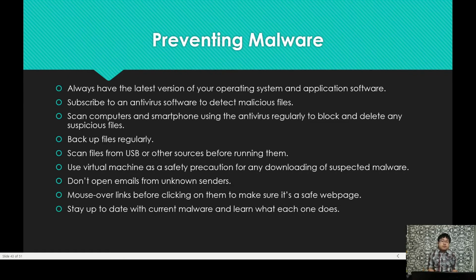Here are some ways to prevent malware. Always have the latest version of your operating system and application software. Subscribe to antivirus software to detect malicious files. Scan computer and smartphone using the antivirus regularly to block and delete any suspicious file. Backup files regularly. Scan files from USB or other sources before running them. Use a virtual machine as a safety precaution for any downloading of suspected malware.